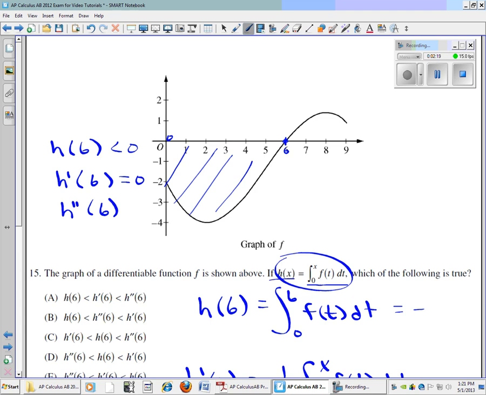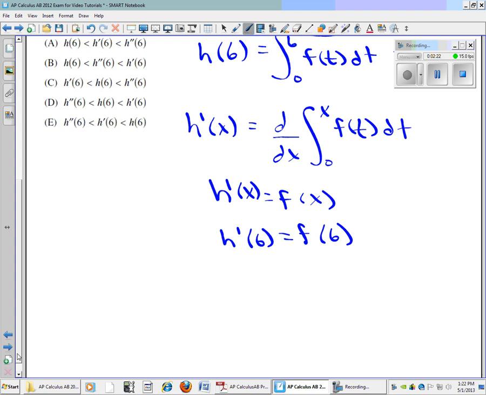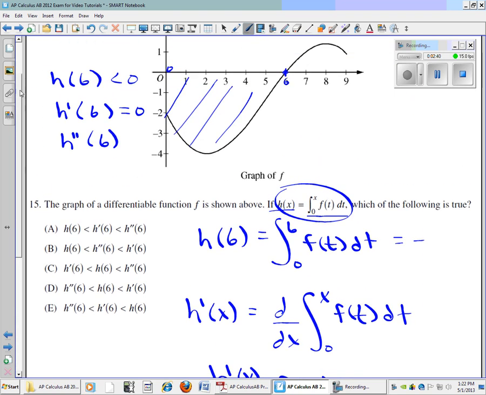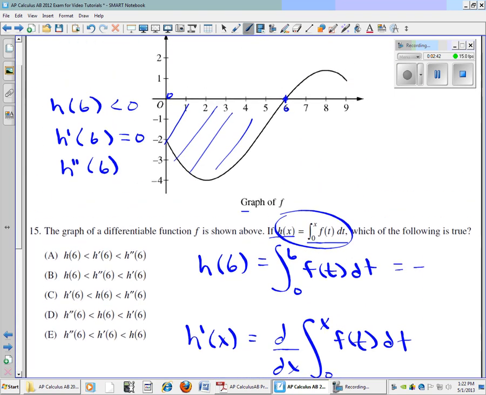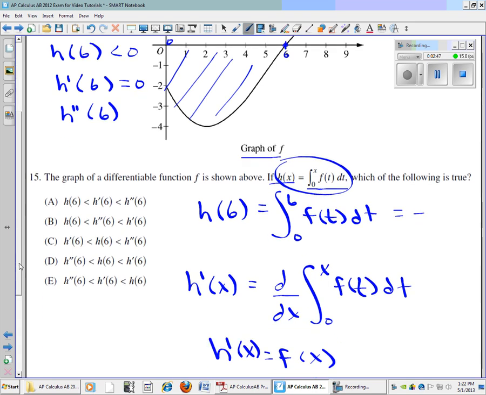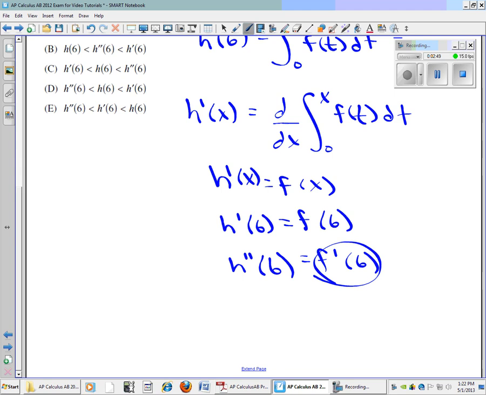Next, if we take the second derivative, we'll get h double prime of 6 would be equal to the first derivative of f at 6. And since our function is given in the graph, this is the graph of f, the first derivative we recognize, again this is the first derivative of f, represents the slope of the tangent line.